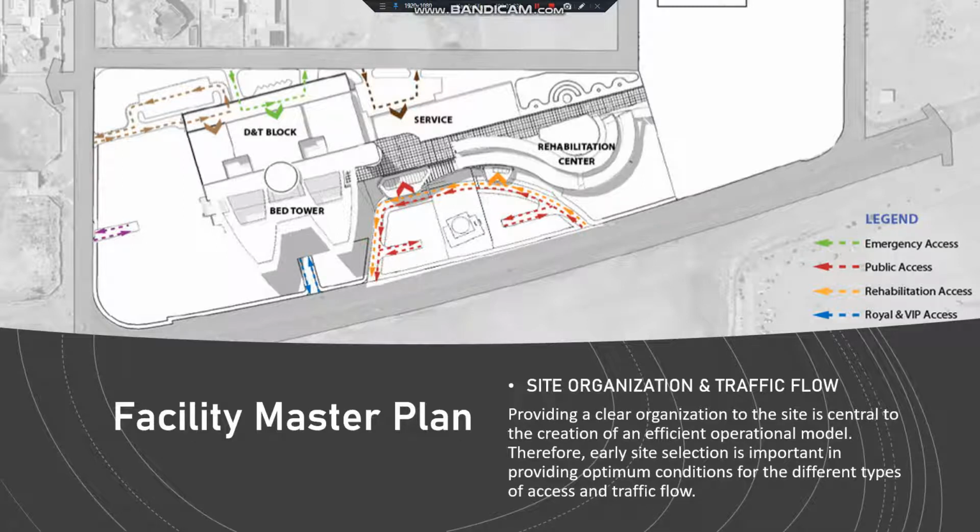Facility master plan. First of all, site organization and traffic flow. Providing a clear organization to the site is central to the creation of an efficient operational model. Therefore, early site selection is important, providing optimum conditions for the different types of access and traffic flow.